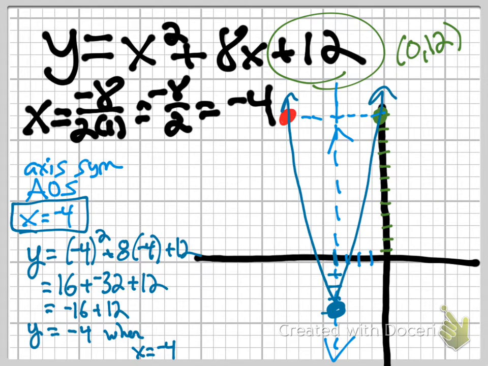Let me do that in a different color. See, with my 3 points, I get a nice little sketch. I got my vertex. I've got my y-intercept, and I got its reflection point. Now, I also would like to be able to get the x-intercepts, but right now, my graph's not real accurate, and we're going to learn another way to find the x-intercepts in a later video.